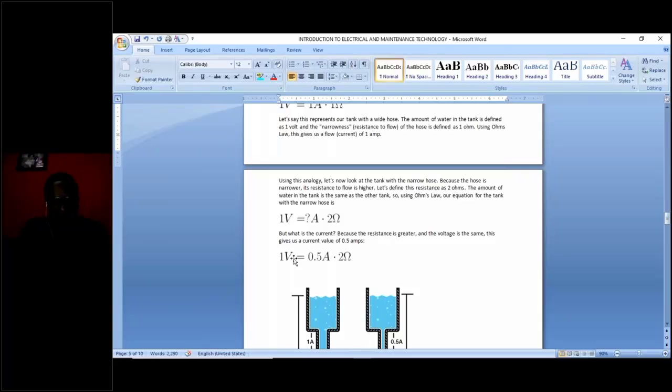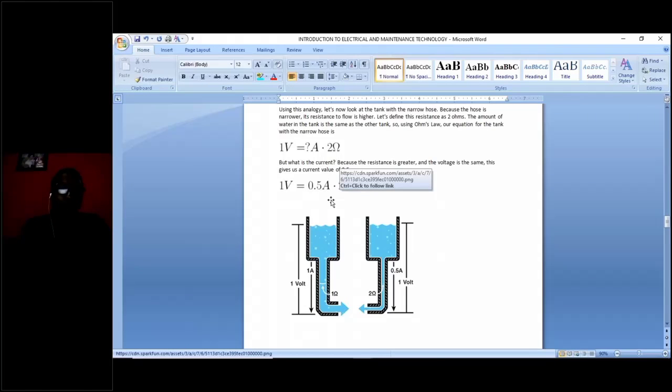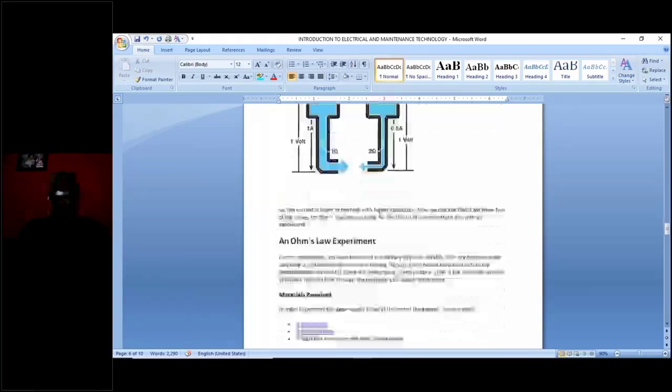So mathematically, if you know how to do your math, this looks a bit confusing. Let's say x is the current: 2x equals 1, so x will be 1 over 2. So 1 volt will give 0.5 ampere. That means the current passing through it will now be half, lesser compared to when the resistance was just 1 ohm.